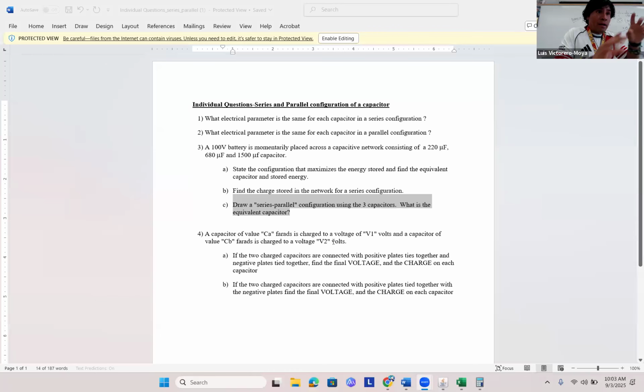You have three capacitors in parallel and series, and you can combine them. A capacitor value Ca is charged to V1 and Cb is charged to V2. If the two charged capacitors are connected with positive plates tied together and negative plates tied together, find the voltage and charge on each capacitor. That's not bad. That's basically just expressions.